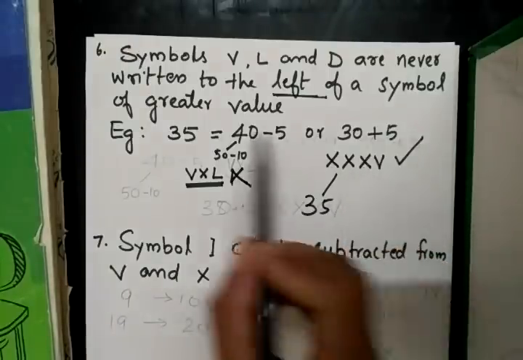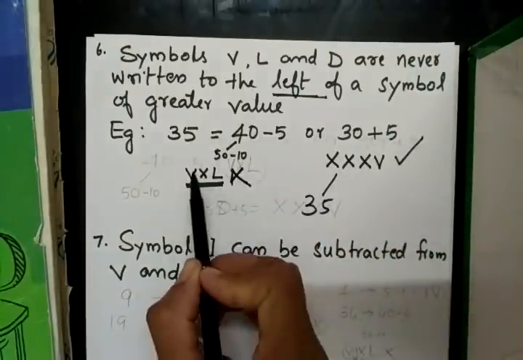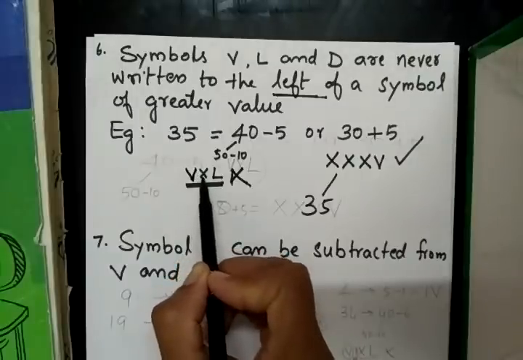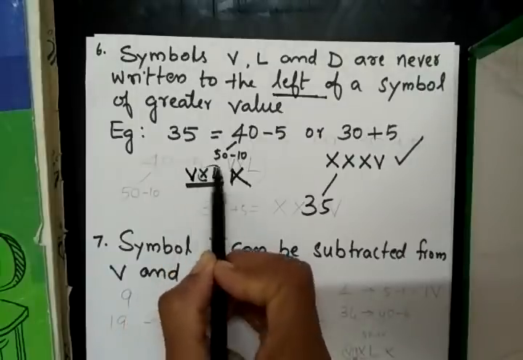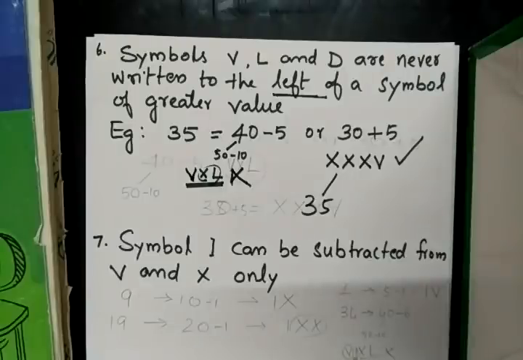35 can be written like this, not like this. Because in this one, V comes on the left of the greater value. It is not correct according to the rule. Correct? That is the 6th rule.